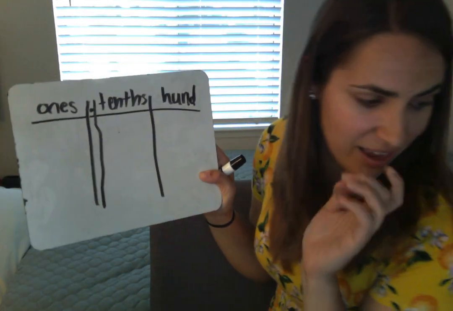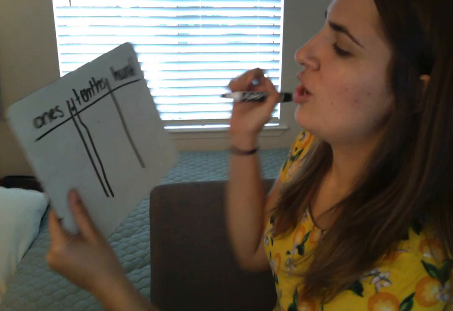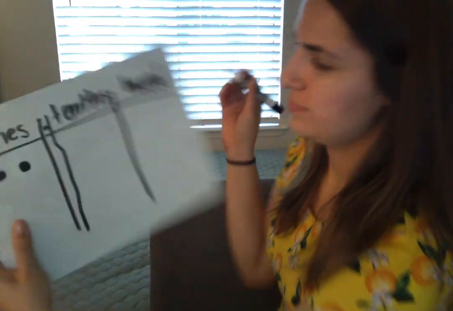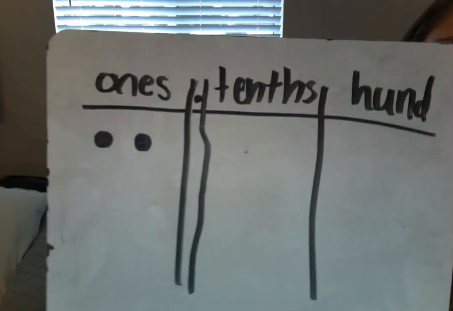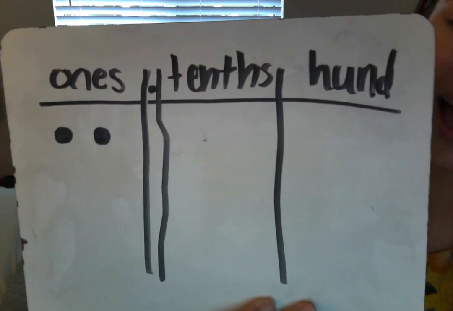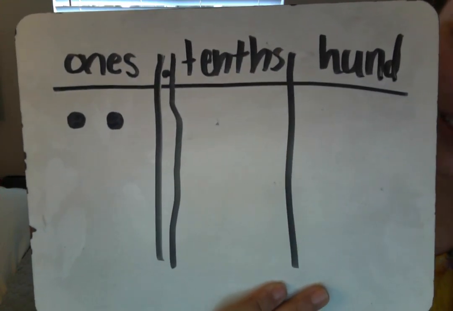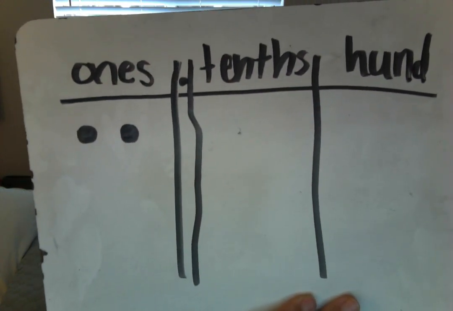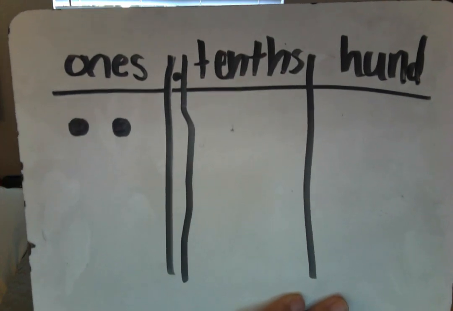All right, you guys. So I want you guys to draw 2 ones in your place value chart. Okay, 2 ones. And what I want you to think about right now is how many tenths are in 2 ones? How many tenths are in 2 ones? How can we show that?